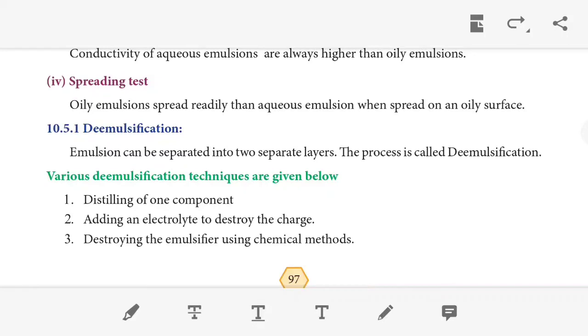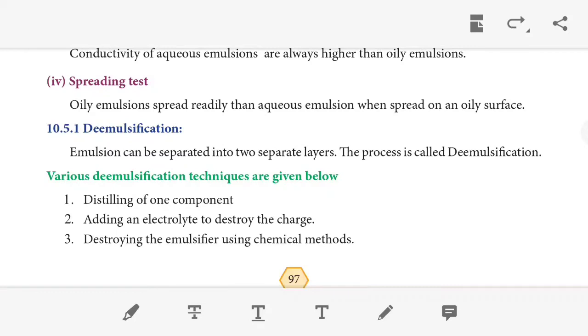First one is distilling of one compound, adding an electrolyte to destroy the charge, destroying the emulsifier using a chemical method, using solvent extraction to remove one component, freezing one of the components, applying centrifugal force, then using ultrasonic force. Then the next one is heating at a high pressure.